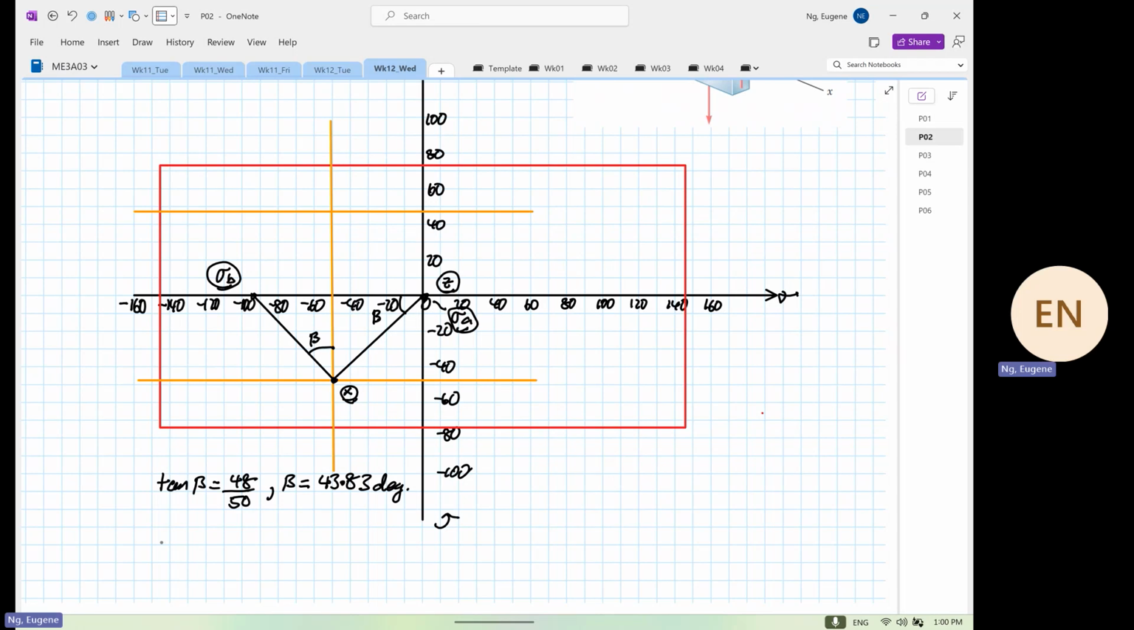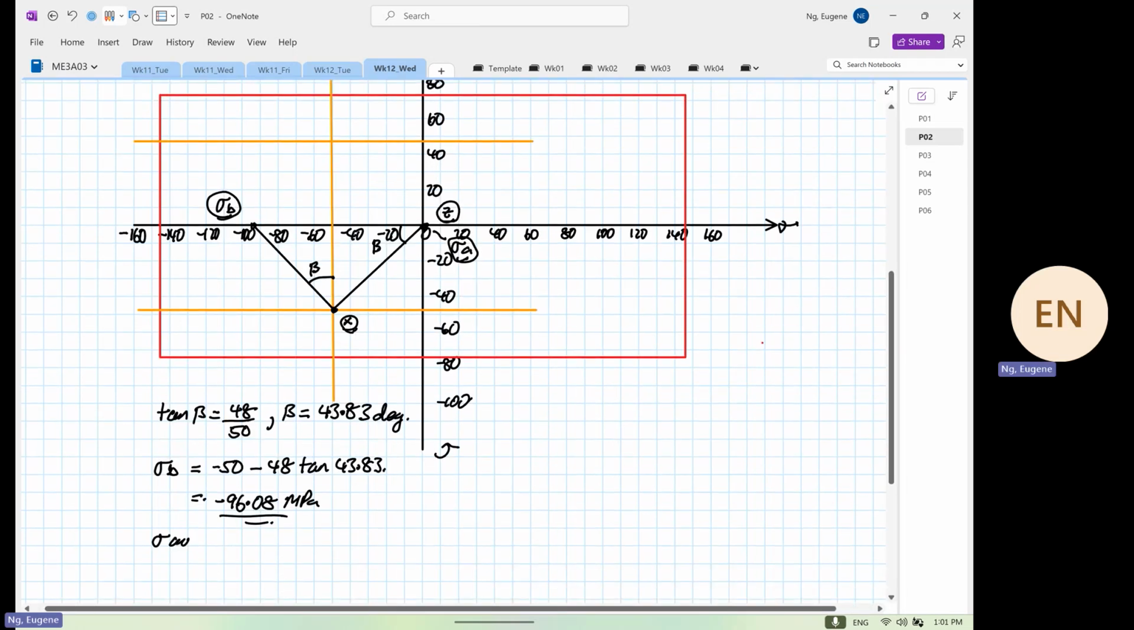So to find stress B again, it will be equal to minus 50 times tangent of 43.83 degrees, which is 48 over 50 times 50. So our value is about minus 96.08 megapascal. Let me do it again: tangent 43.83 times 48 is 96.08. From here, the same thing that we do is determine our stress average.